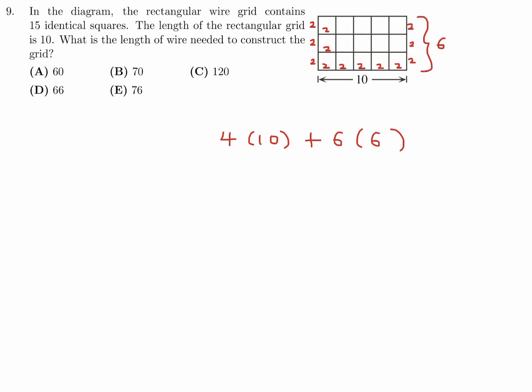So there you go. There's the total number of distance of all the wires. So solving, this is 40 plus 36, and that is 76. So number 9, the answer is E.